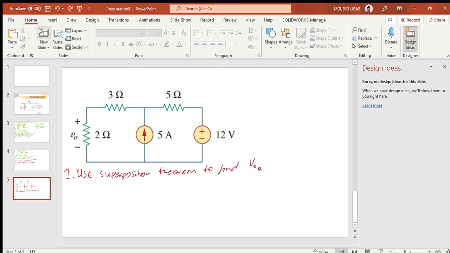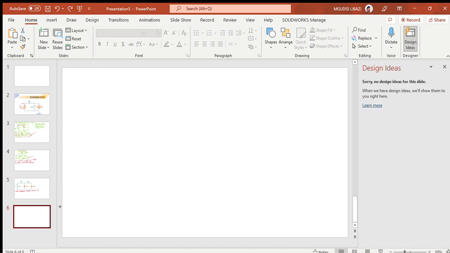So what I'm going to do is add a new slide, and now apply the superposition theorem. We said that the current source, we're going to open circuit it, and when using the voltage source, we're going to short circuit it. So I'm going to start by short circuiting the voltage source and using the current source first.